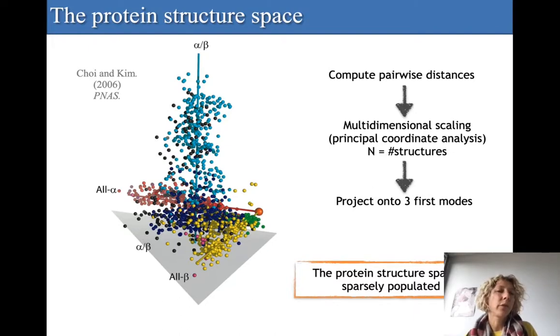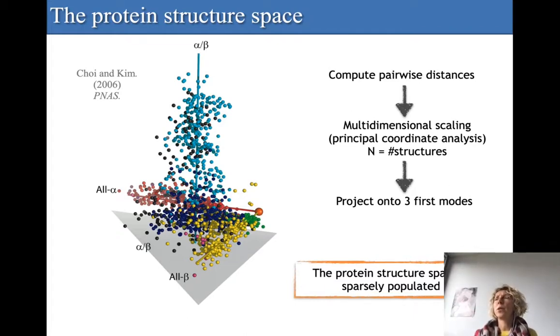There's been a lot of effort in the years 2005-6 to really try to see how protein structures populate the space. So here it was a PNAS study in 2006 where you compute pairwise distances and then multidimensional scaling and project onto the first 3 modes. The result of this study showed that the protein structure space is very sparsely populated. So that's a bit like sequence.